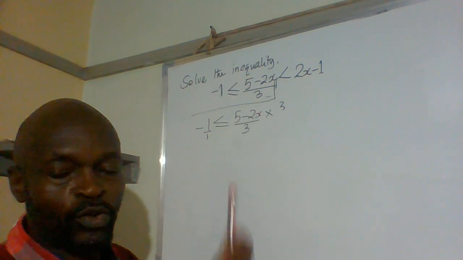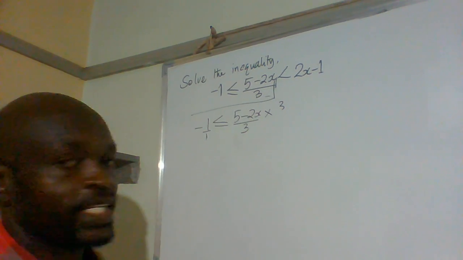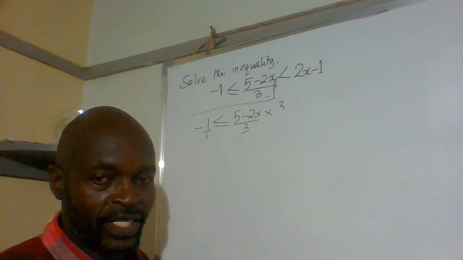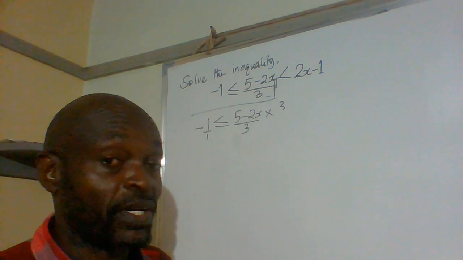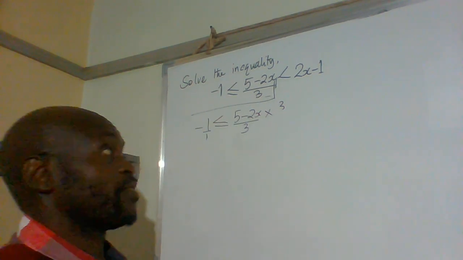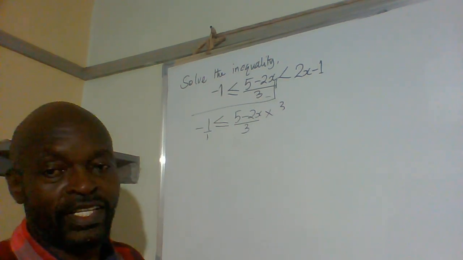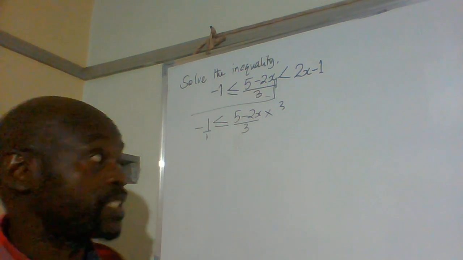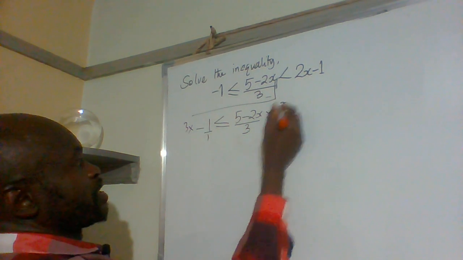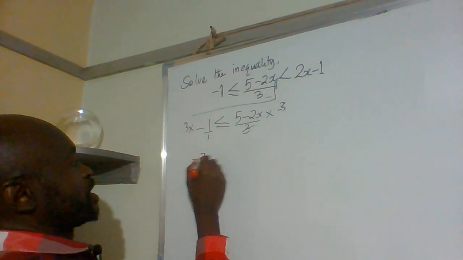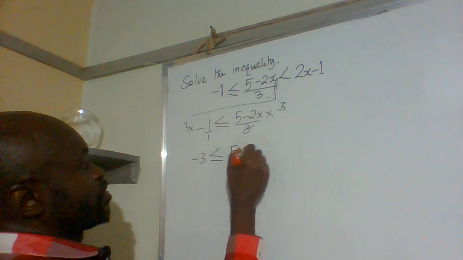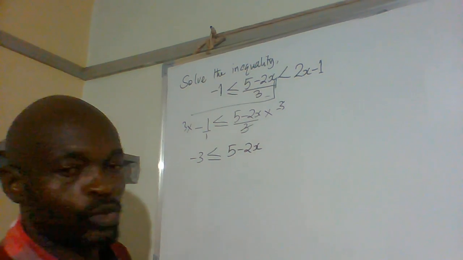Then we multiply through by 3 just to make our work easier so that we deal with whole numbers. Remember, by multiplying both sides by 3, we are not changing the meaning, we are actually changing the appearance, for our convenience. So if you multiply both sides by 3, this translates to negative 3 is less than or equal to 5 minus 2x.